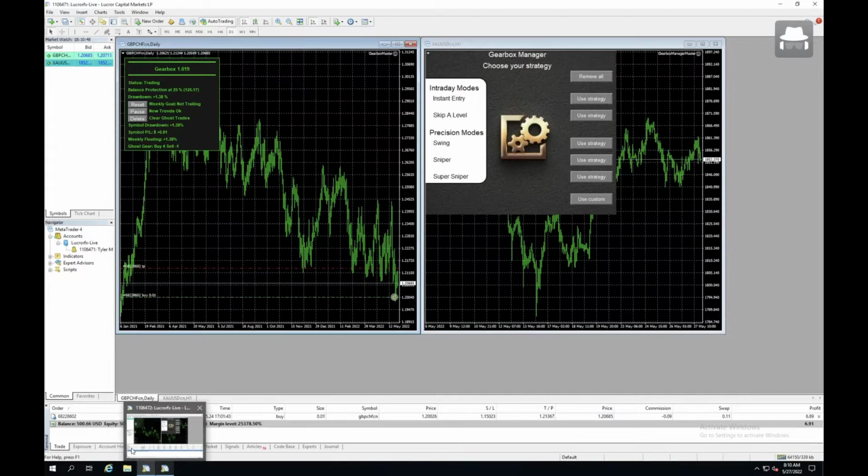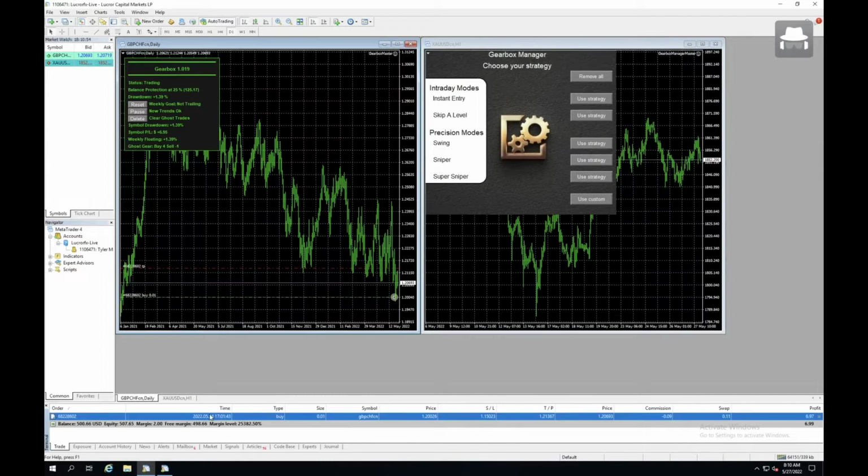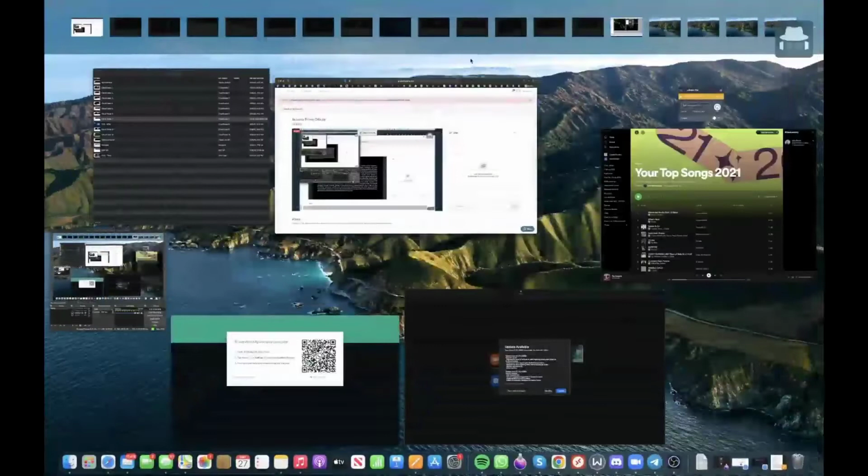And GBP CHF, I want to make an important note. This is the first time, I'm going to say this again, the first time GBP CHF has taken a trade since we started this account. The first time. This is the first trade.